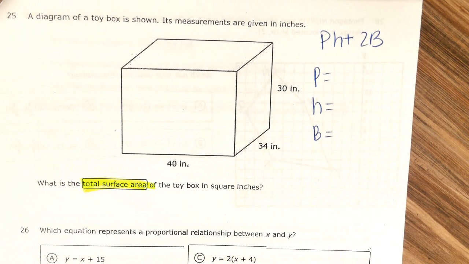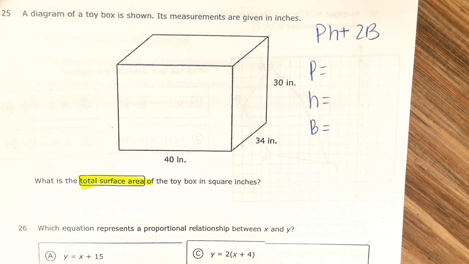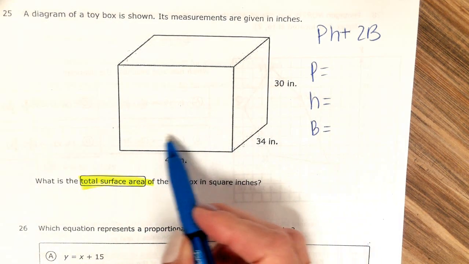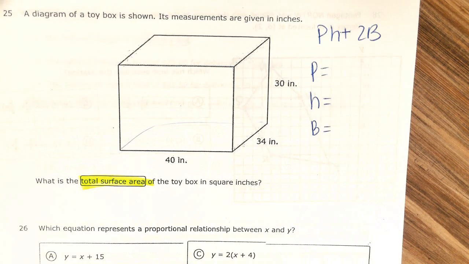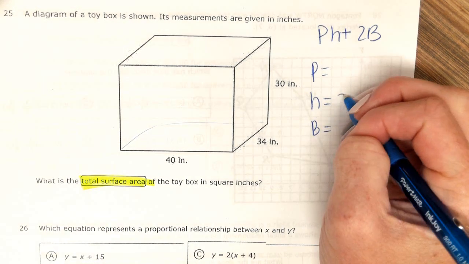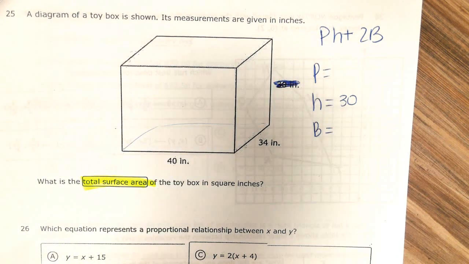Okay, now we're going to read the question just to make sure we didn't miss anything. It says a diagram of a toy box is shown. Its measurements are given in inches. What is the total surface area? All right. What did I tell y'all to do when you have a rectangular prism? Use the bottom it's sitting on as its base. So do y'all see the rectangle it's sitting on? It's right here. Yes? So how tall is it standing? 30. Once you write the height down, what do you do? Cross it out. You'll never use it again.